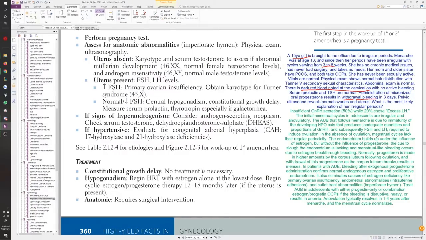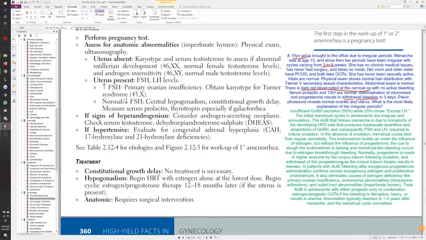The endometrium builds up under the influence of estrogen, but without the influence of progesterone, the cue to slow the endometrium is lacking, and the menstrual-like bleeding occurs due to estrogen breakthrough bleeding, which is why there's a little bit of blood there. She might be spotting per se, but it's not real menses. Normally progesterone is made in higher amounts by the corpus luteum right after ovulation, and withdrawal of this progesterone as the corpus luteum breaks results in menses.